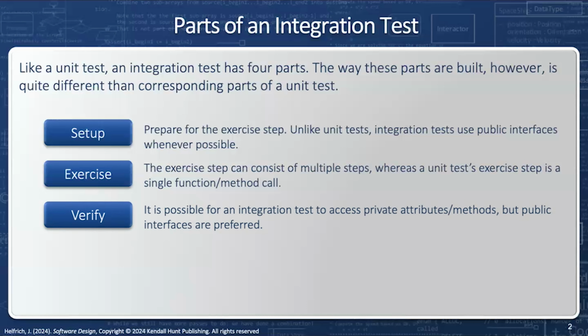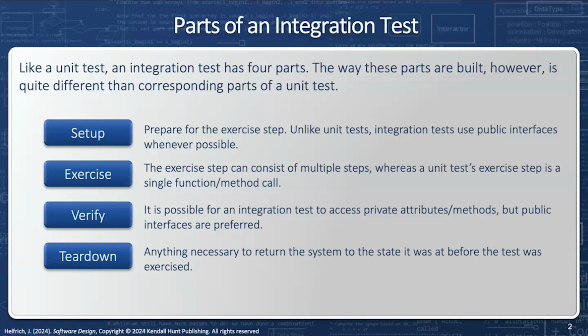The verify step in both an integration test and a unit test is a collection of asserts to verify the program worked the way we expected. Now, it is possible for an integration test to access private attributes or methods, but public interfaces are preferred. In other words, with a unit test, we don't want to call any functions in the verify step. Instead, we want to directly access every private attribute and verify it is what we expect. With an integration test, it's acceptable to use public interfaces to verify the class and function worked as we expected. However, sometimes it might be necessary to directly access attributes to make sure that things work exactly as we want.